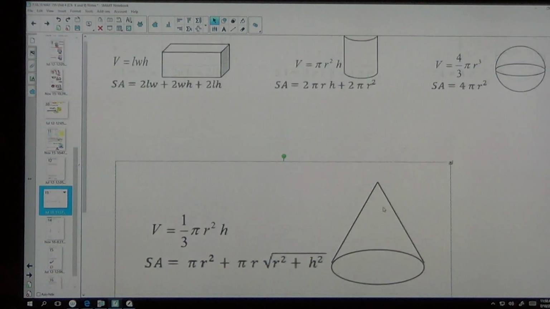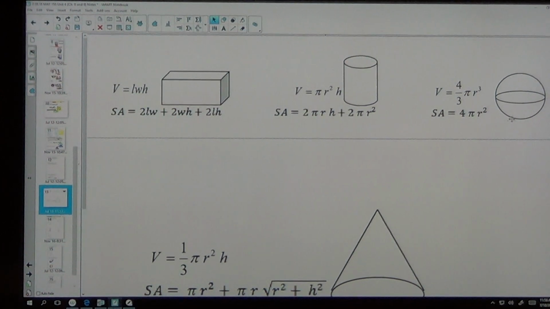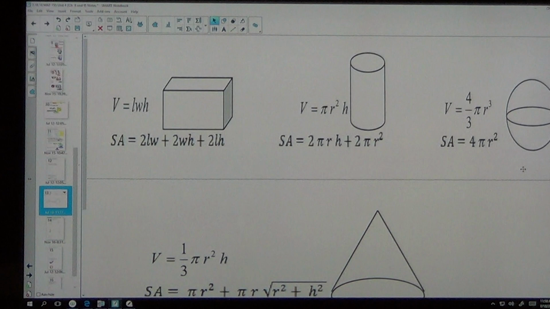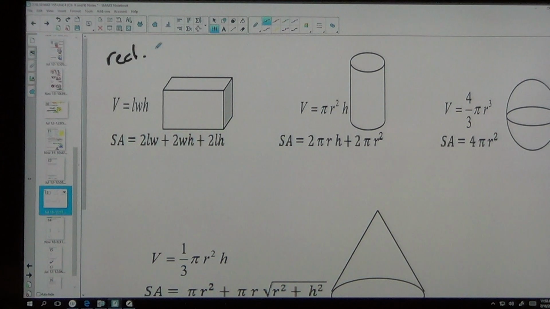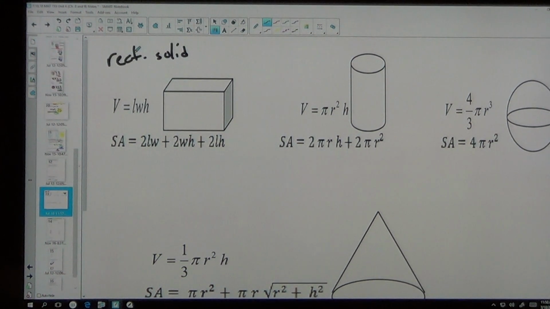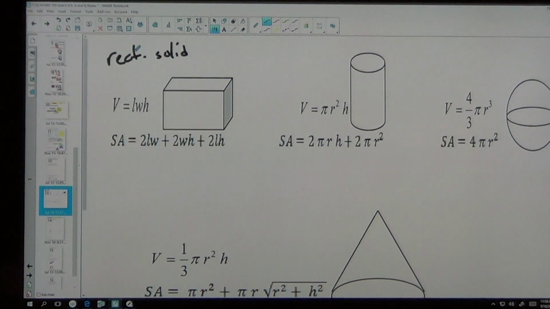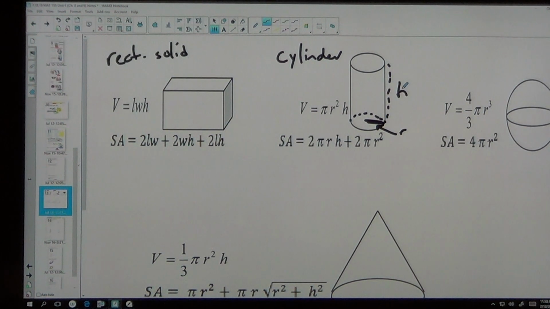Now, same kind of thing, y'all, it's just different formulas. You're just plugging and chugging into the formulas. This first one is called a rectangular solid. It's a box, a cube. It's length times width times height. So how long it is, how wide it is, how tall it is. The next one is called a cylinder. The formula says pi r squared h. We've already talked about what r is. R is halfway through the circle, and h is how tall it is.